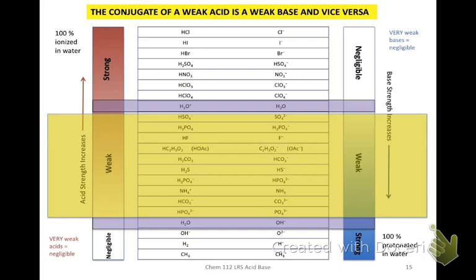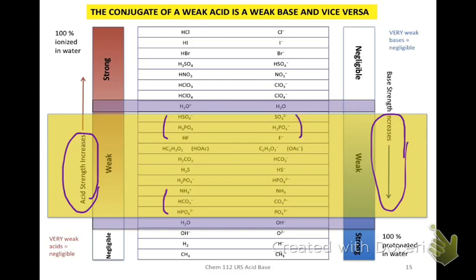Here's our table again. And I'm just trying to highlight the middle of the table. All these things in the middle are weak acids and weak bases. That's not to say they're all the same strength. They can be weaker or stronger within their category. Ones at the top on the left are stronger weak acids. So these guys. And these are weaker weak acids. Up here we've got our stronger weak bases and down here our weaker weak bases. But they're all just called weak. These are the weak acids and bases.